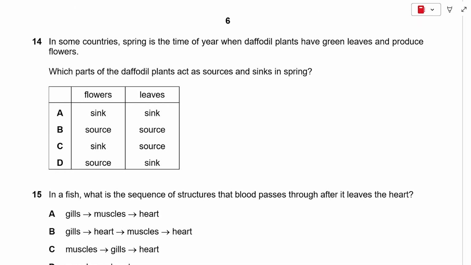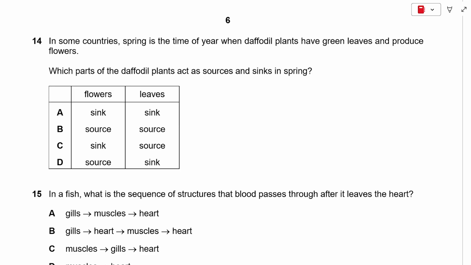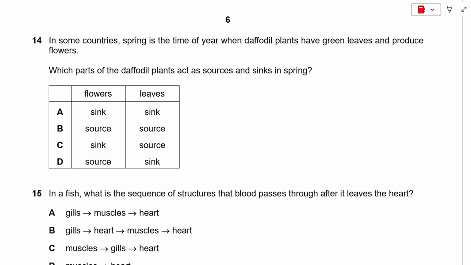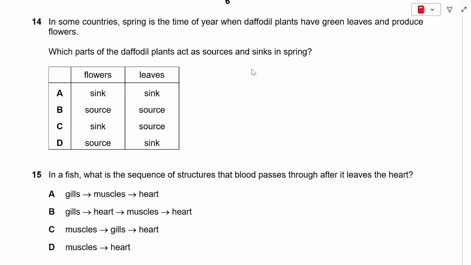Number 14 says, in some countries, spring is the time of the year when daffodil plants have green leaves and produce flowers. Which part of the daffodil plant acts as the source and sink in spring? All right, we have been told that they have green leaves. Because they have green leaves, the leaves are photosynthesizing. So the leaves will be the sources, and they produce flowers. Then the flowers will be the sink, which means they are storing the products of photosynthesis. So leaves will be sources and flowers will be sinks, which is C.